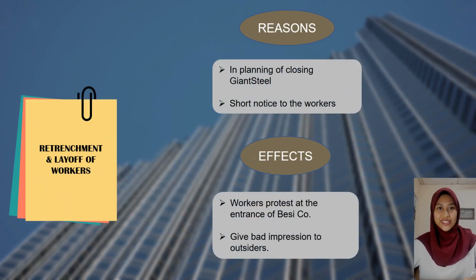The third issue is retrenchment and layoff of workers. The reason for this retrenchment is that Besico is planning to close Giant Steel Berhad. However, they gave a short notice to the workers. The sudden notice of shutting down Giant Steel has made the workers protest against the retrenchment at the entrance of Besico. This has given a bad impression to outsiders.